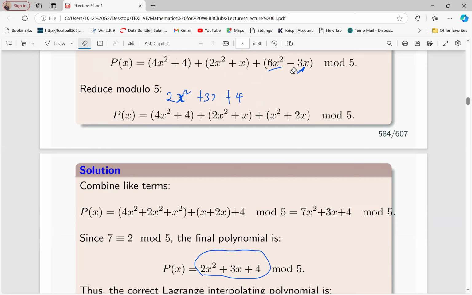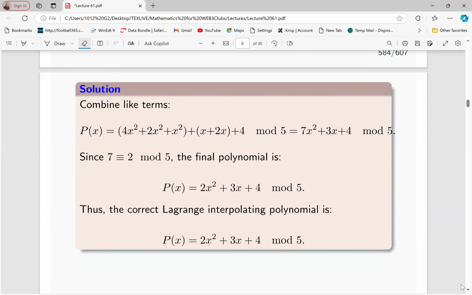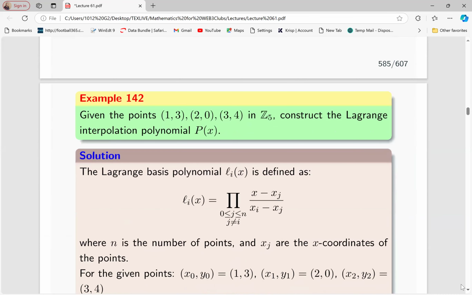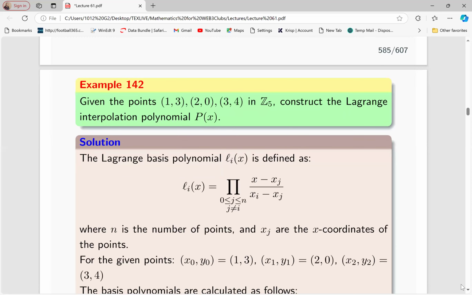Okay. I want to show one more example. Then after that, we go to the code and understand how the code works.